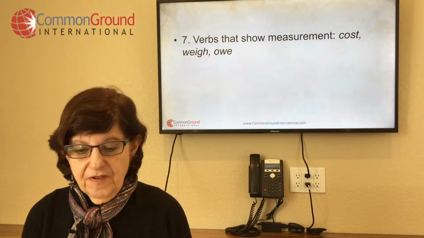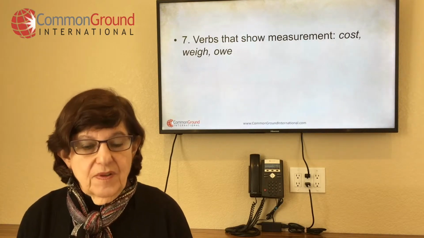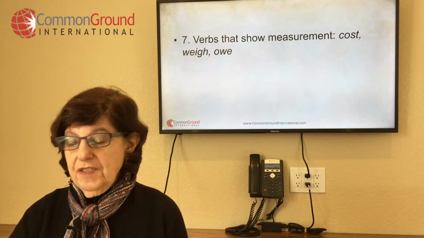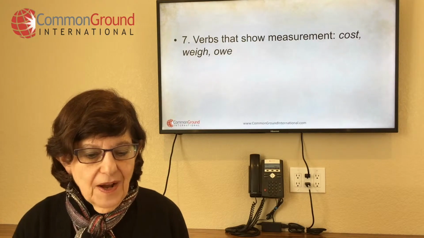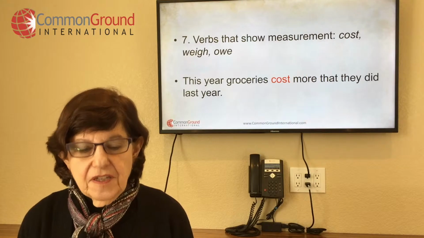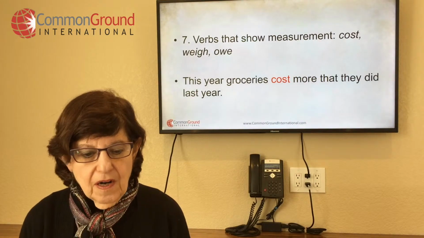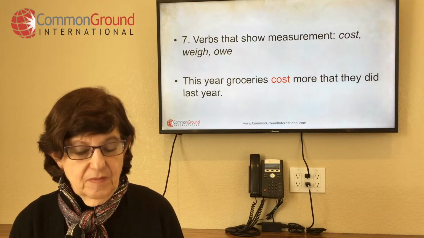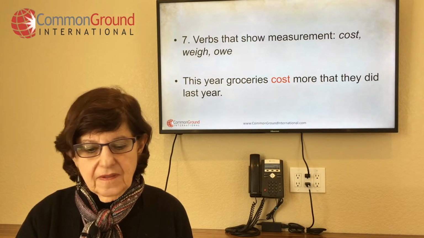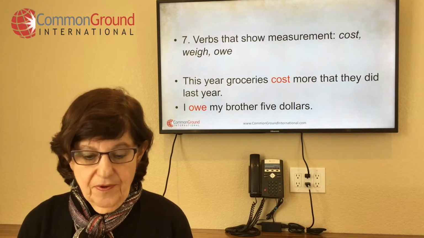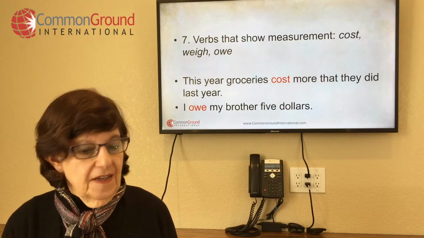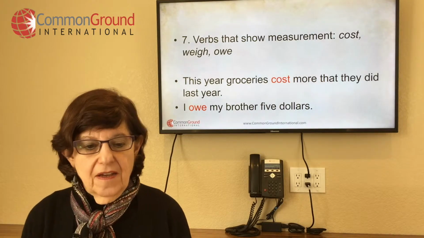And the final type of verb that tells us we use simple present even if we mean now are verbs that show measurement. Cost, that measures how much money. Weigh, owe, how much money you owe. This year, groceries cost more than they did last year. This is a measurement verb, even though we're talking about this year. I owe my brother $5. I owe him now, but it has to do with measurement, with how much money I owe.